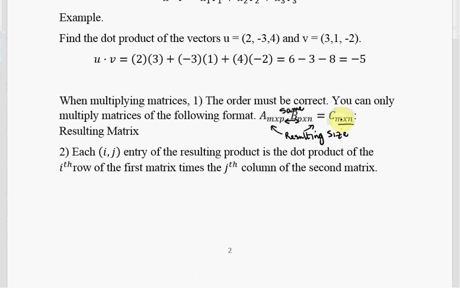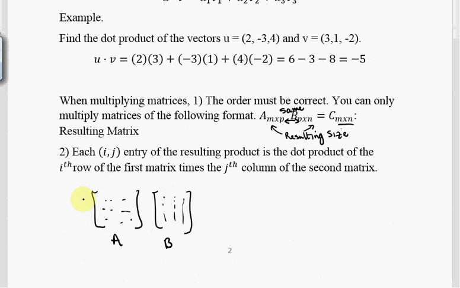So if I'm in the resulting matrix, here we have, let's say, matrix A, and then we have matrix B. Okay. And let's say that this is row 1, row 2, row 3, column 1, column 2, column 3.